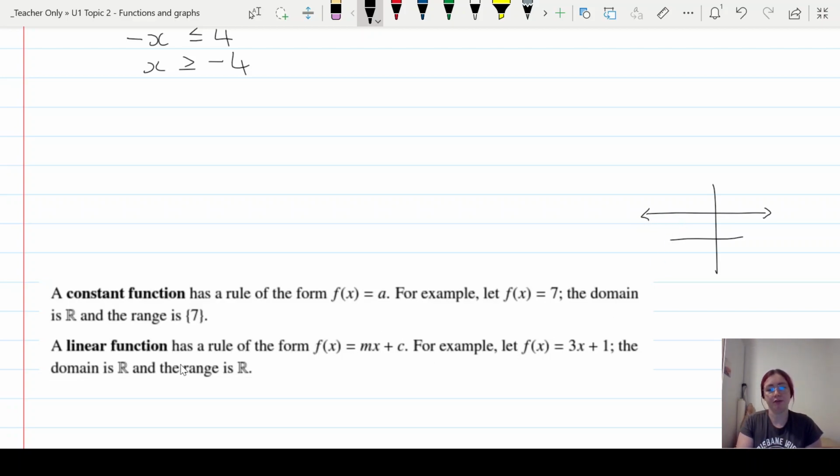And a linear function is when you've got f of x equals mx plus c. This is just the same as when we were using y equals mx plus c, just using f of x now. Your domain and range are both going to be real numbers, unless you've put some kind of restriction on that, because otherwise your line will just extend on forever.